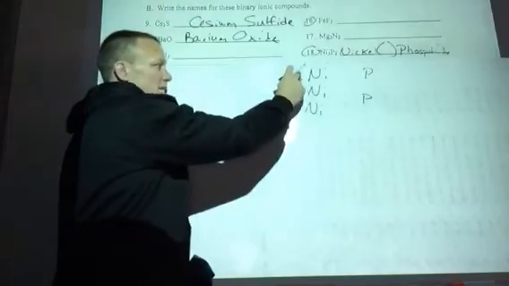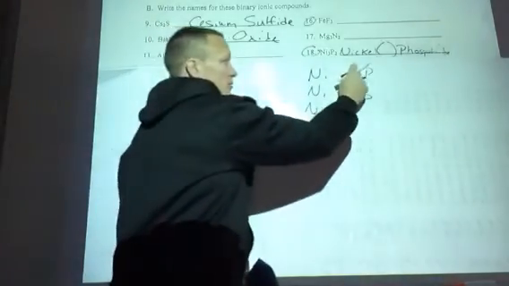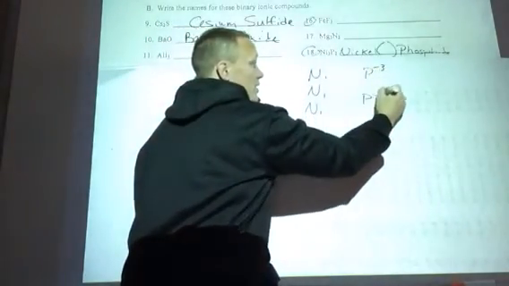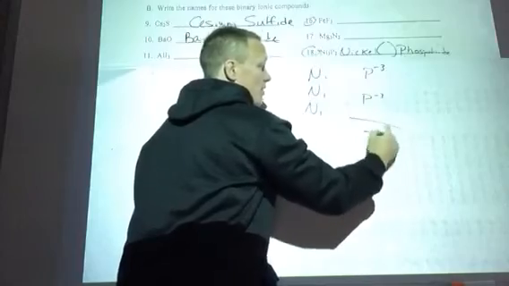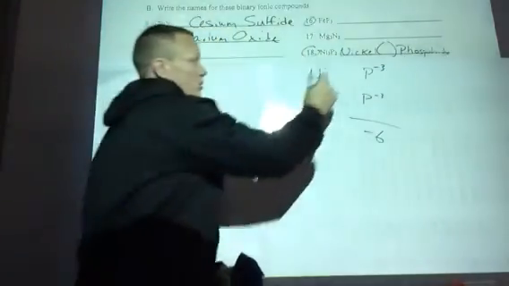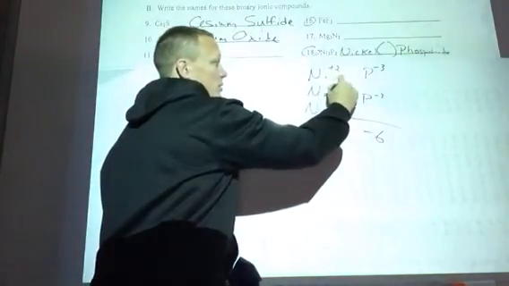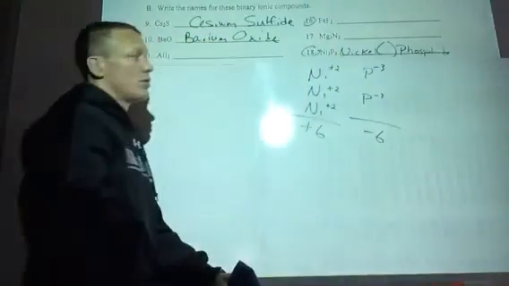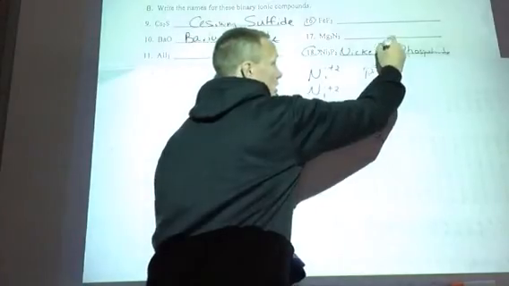Okay, we want to know the charge on each of these individual nickels. So look up phosphorus's charge. Phosphorus is a -3 for each one. So that's a total of -6. That means this side has to be a +6 total. So each nickel must be +2, +2, +2. So the Roman numeral here is a 2. That's the charge on the individual nickel.